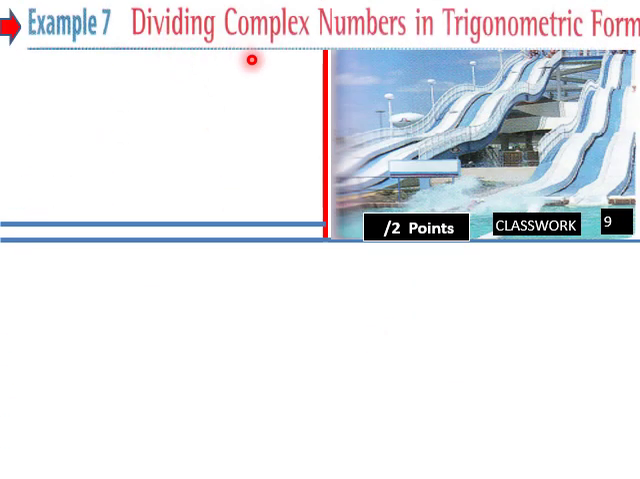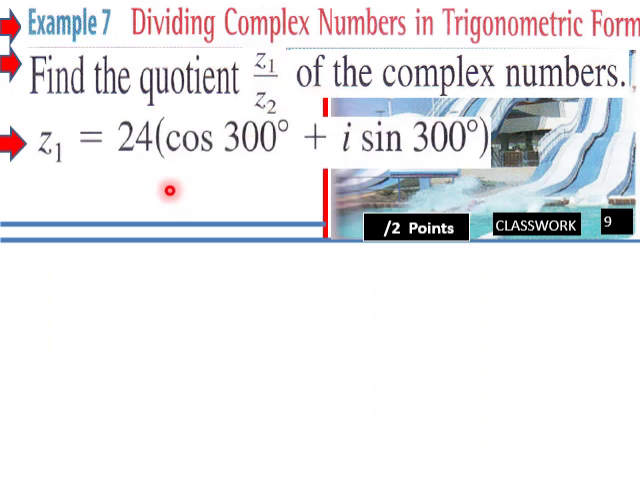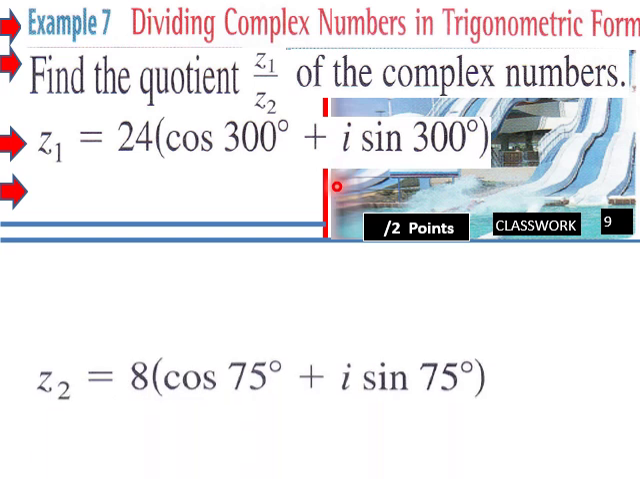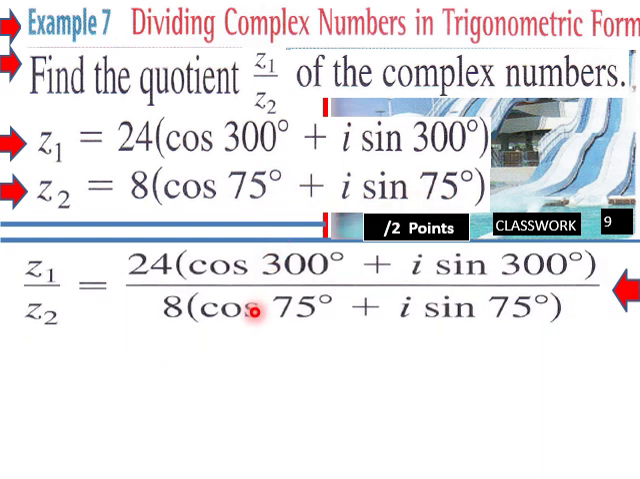Example 7, dividing complex numbers in trigonometric form. Find the quotient of z1 over z2 of the complex numbers. And so z1 is 24 multiplied by quantity cosine 300 degrees plus i sine 300 degrees. And then z2 will be 8 times cosine 75 degrees plus i sine 75 degrees. So here is our quotient.